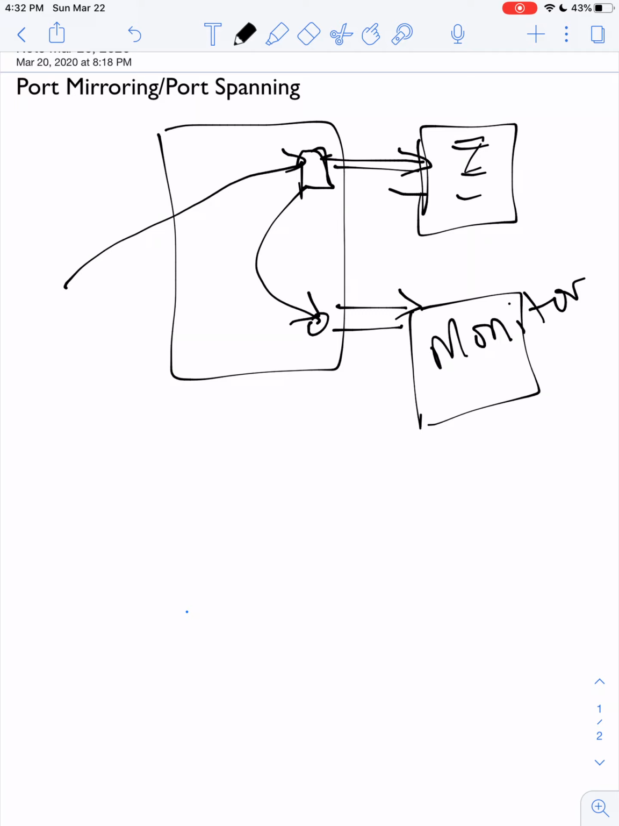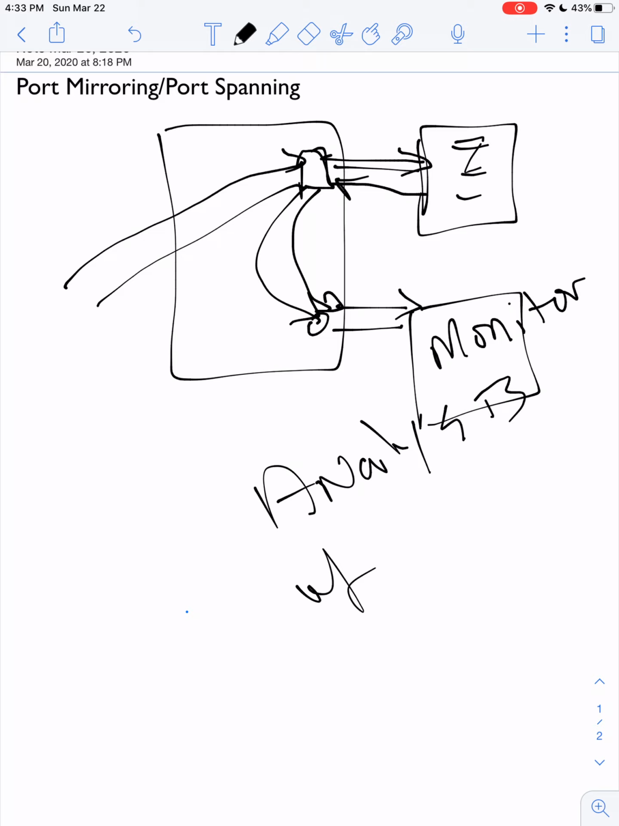And then when the server responds back, going back out, a copy of that traffic also gets copied here. So again, copies going in and out. In some cases, you can actually configure it just to get all incoming or all outgoing. But as a general rule, we like to have both incoming and outgoing to this monitor device. And this monitor device is actually used for some kind of analysis of traffic.